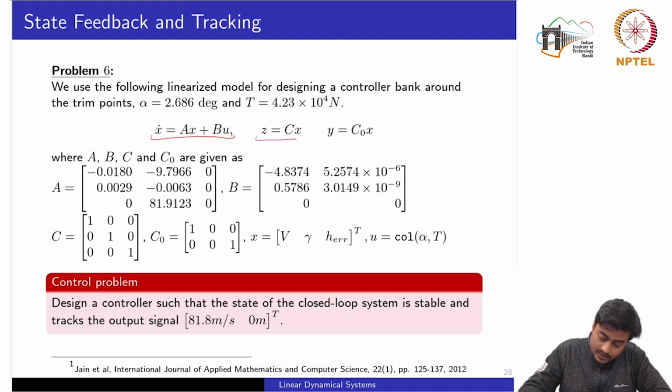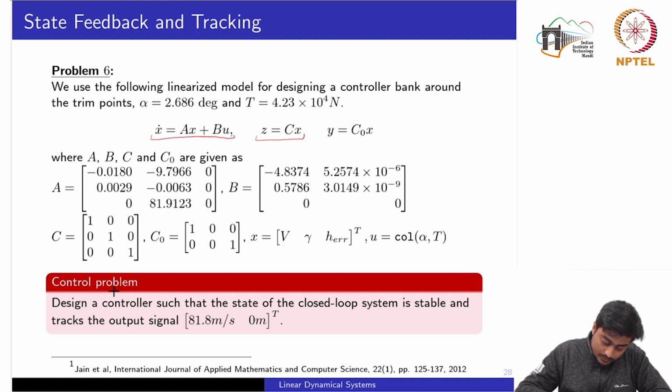The second one we are using, we are expressing z is equal to C times x, where C is taken as identity, meaning to say z would be equal to x. We have taken y is equal to C naught x because we want to control only 2 of the outputs. If we see C naught, among the x, which is taken as the velocity, the angle of the flight path, and the h error, we only want to track the velocity and the h error. Okay, by using the control inputs, the angle of attack and the thrust.